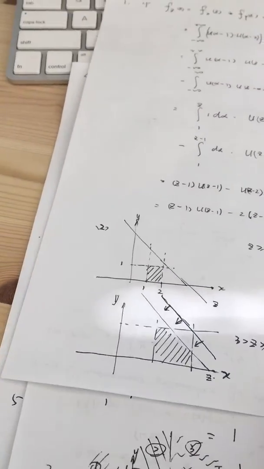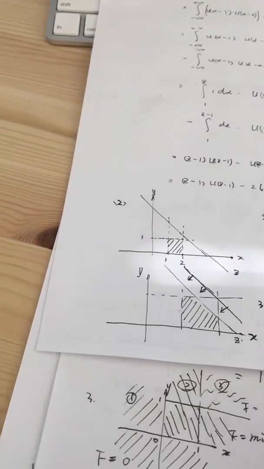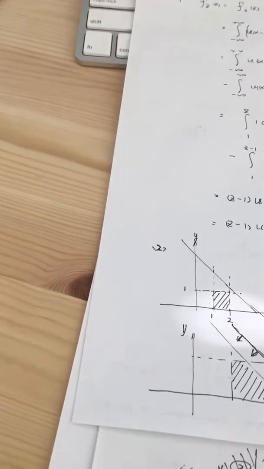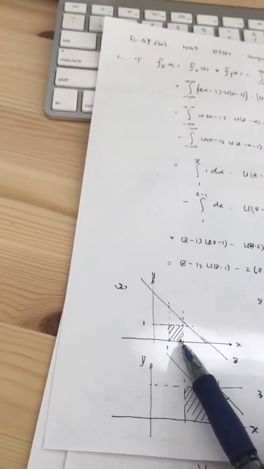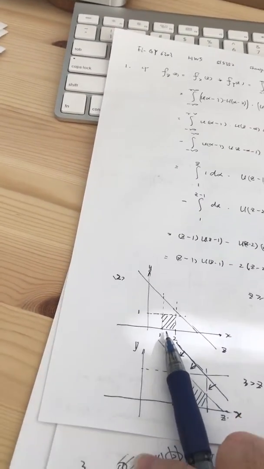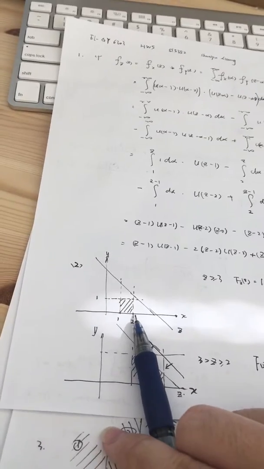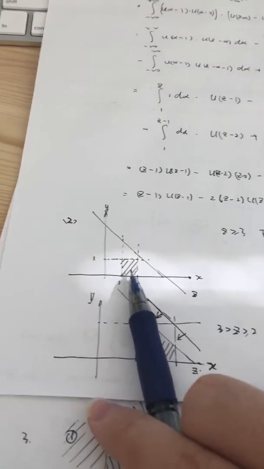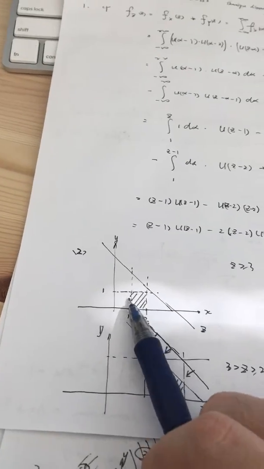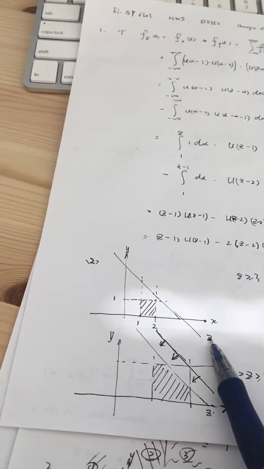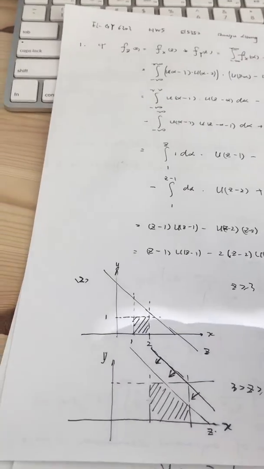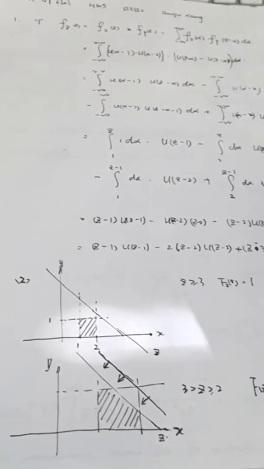For F_Z, the region is where X is between 1 and 2, and Y is between 0 and 1. So we can easily draw this small region. We move the Z line up and down so we can get the uppercase F_Z, then compute the lowercase f_Z.